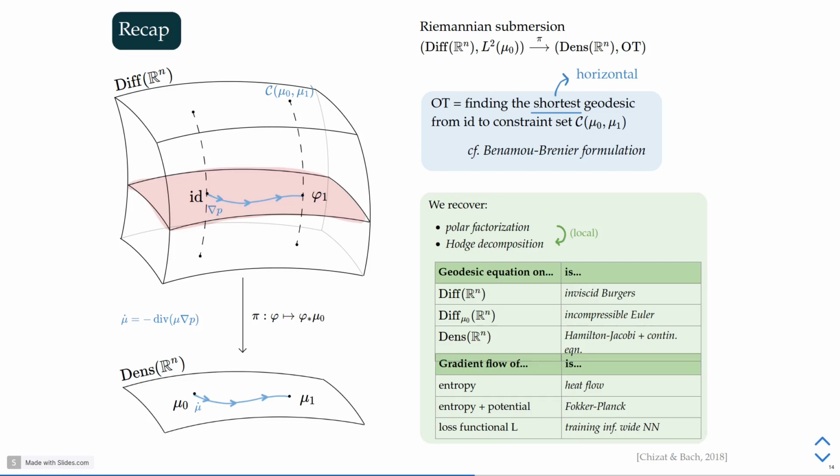Also, if we do the gradient flow of the entropy with respect to the optimal transport metric, we have the heat flow. If we add the potential term, we have the Fokker-Planck equation. It's also very useful in many different fields. For instance, in machine learning, doing the gradient flow of a functional L is kind of the same as training infinitely wide neural networks. This is the Chizat and Bach paper.